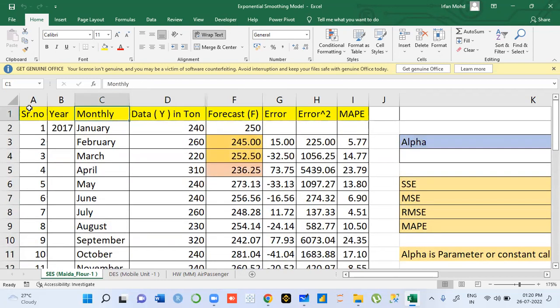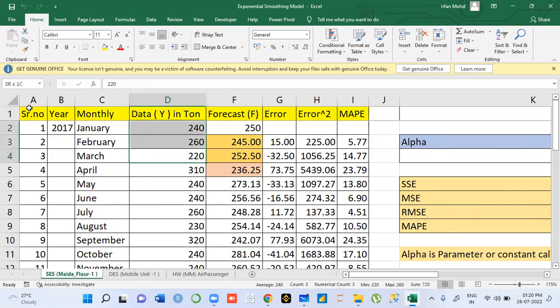Now, guys, here we have data in tons. This is the production data. How many tons of maida flour do we produce? By one of the companies. I can't disclose the name, guys. It's live data. In 2017, in the month of January, how many tons of maida did they produce? 240. Second month, 216. Third month, 220.